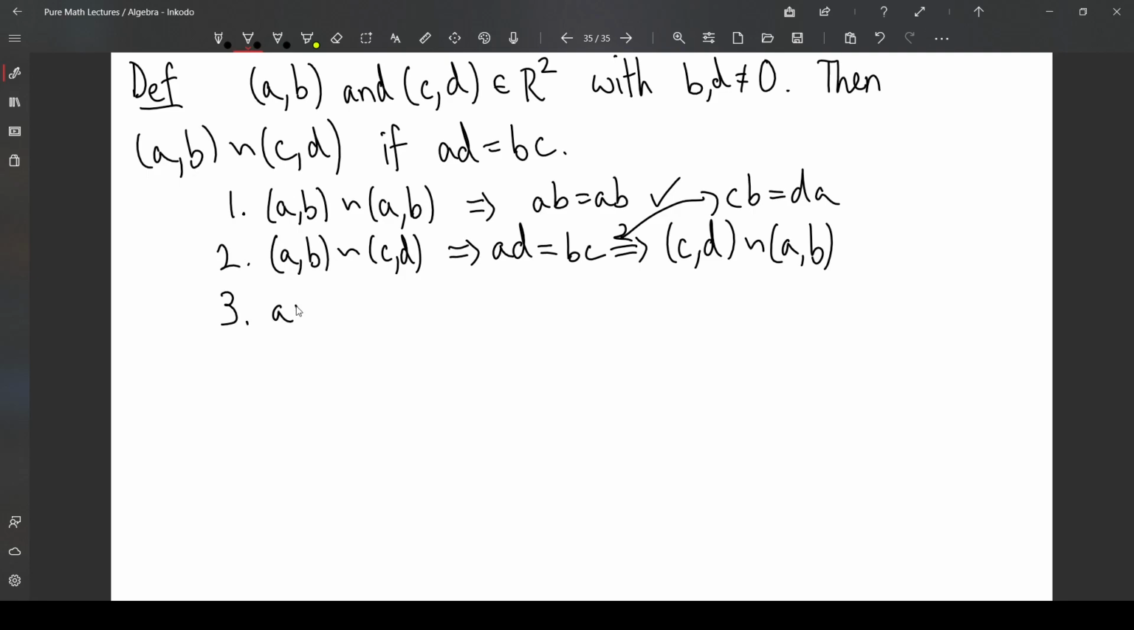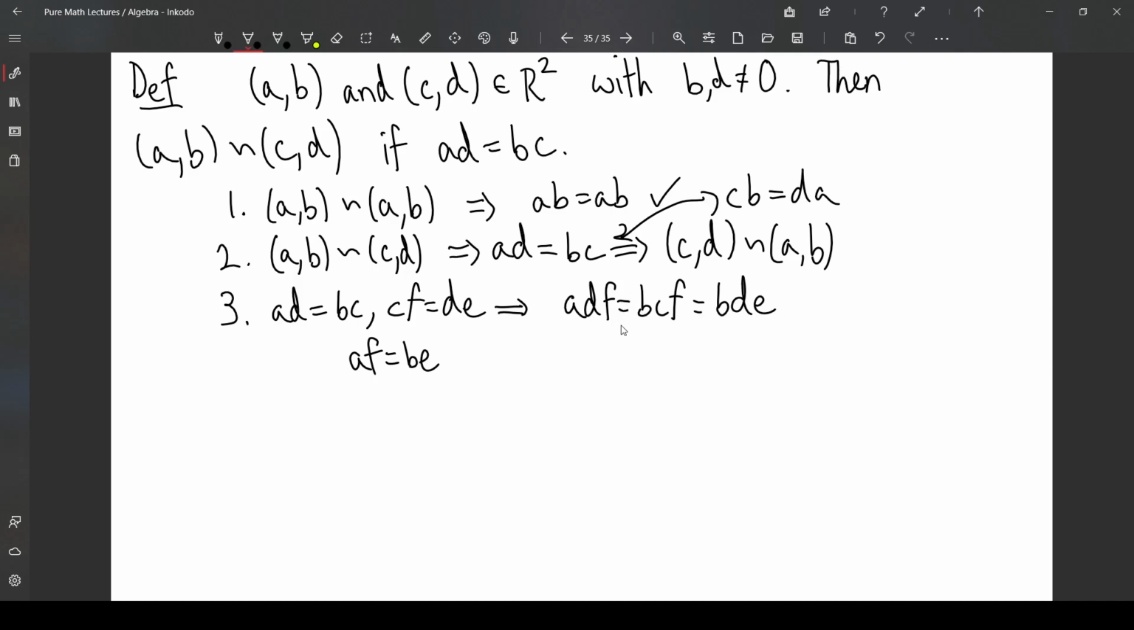So for transitivity, you would have AD equals BC and CF equals DE, and you want to show that AF equals BE. Okay, so here I'm dealing with three fractions. You can imagine how they're labeled, A over B, C over D, and E over F. And so what you do is that you take these two, and you multiply this one by F. So you have ADF equals BCF.